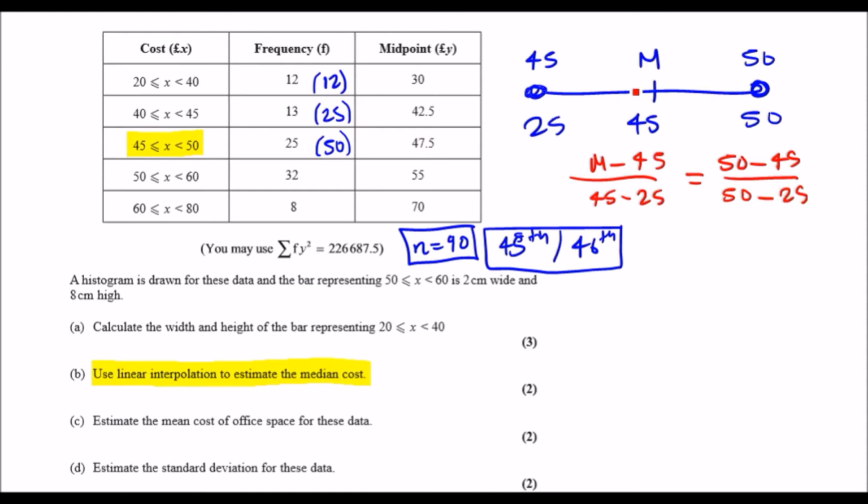You could do this in various ways. You could do it upside down, you could do m take away 50. It doesn't matter. Ultimately, you'll get the same value because this is all in direct proportion.